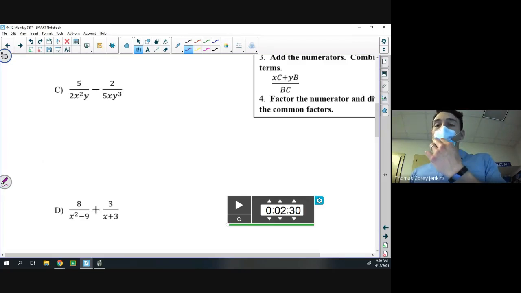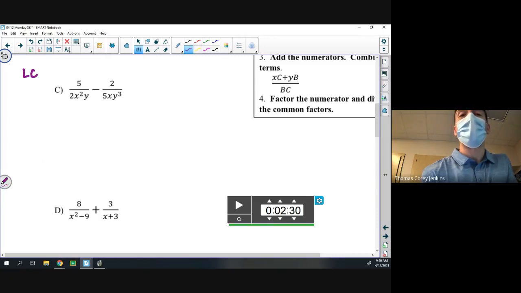So to get a common denominator, I can always multiply the left fraction by the right hand denominator, and vice versa. But I could be a little more efficient, like I was kind of alluding to. So let's think about what our lowest common denominator would be.